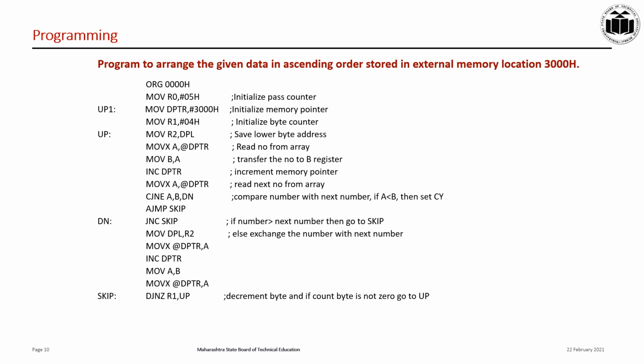Then decrement the byte counter R1. If it is not 0, then go to the label up. Then decrement pass counter, and if it is not 0, then go to the label up 1.